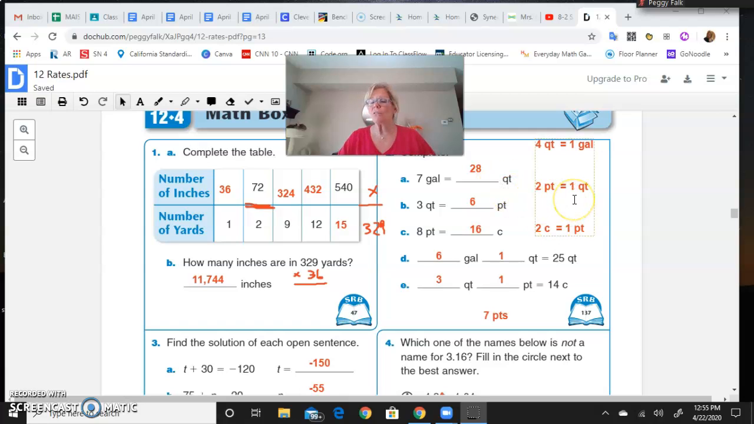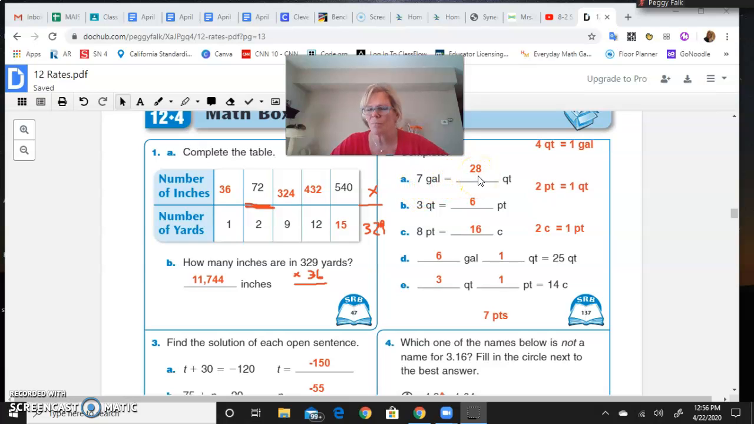Okay, over here you had to convert. So this was in chapter 11. We really haven't talked a lot about that, but we have done a little bit of it. So I put some conversions here. There are 4 quarts in a gallon. I told you yesterday, your water bottles are similar to this. If you have 4 of these, that's 1 gallon. So 7 gallons, and there's 4 quarts in a gallon, so you would do 7 times 4, and you get 28 quarts.